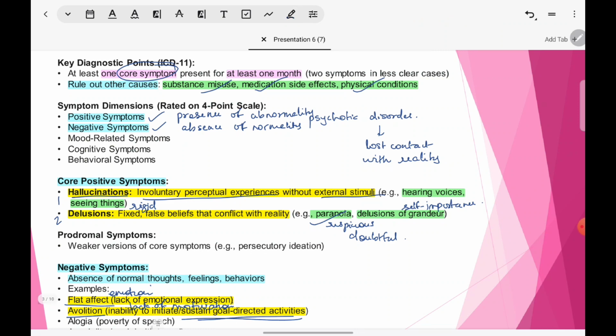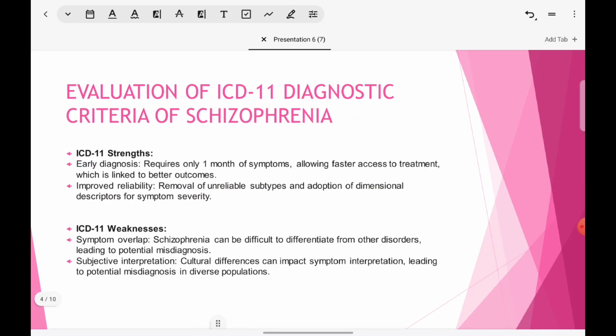So this much is what we need to know mainly about the ICD-11. In this lesson, I have also included evaluation, because of which it might seem slightly longer. I could have condensed it into one video by skipping all the evaluation points.